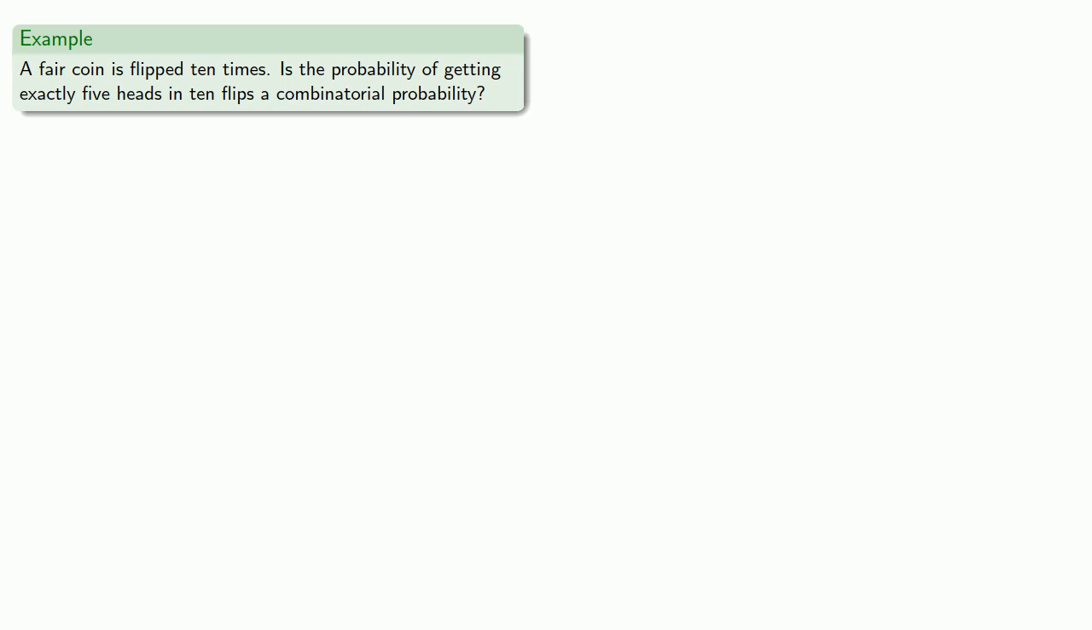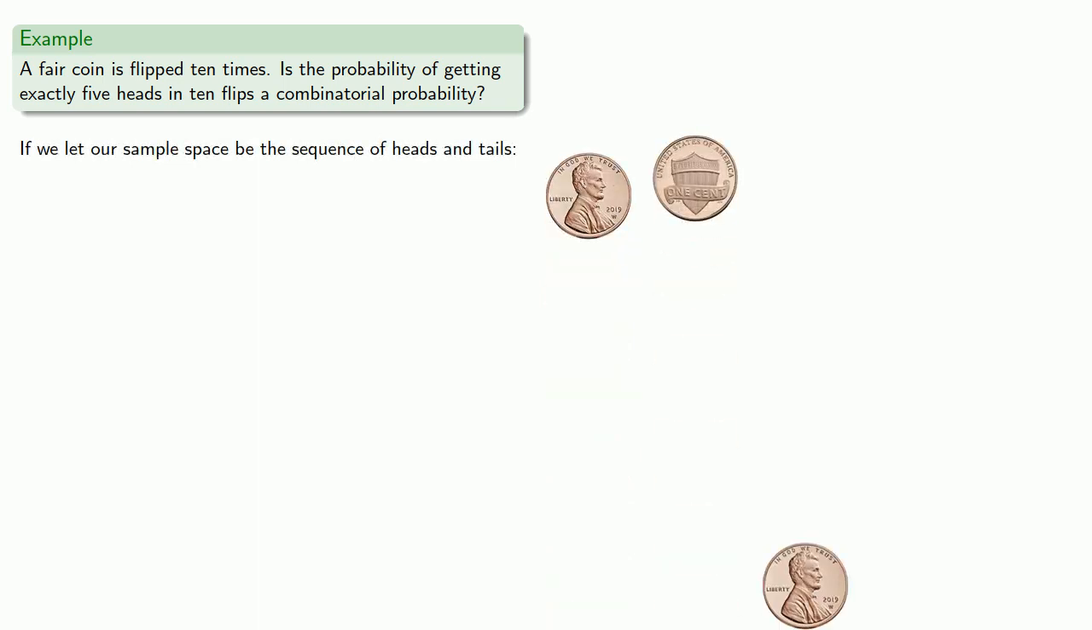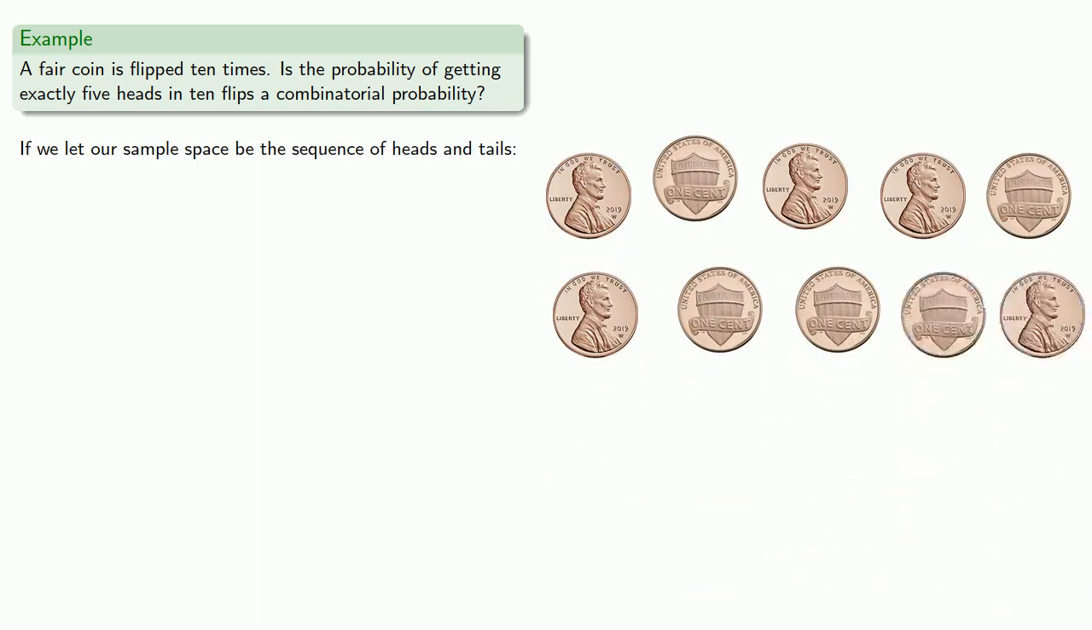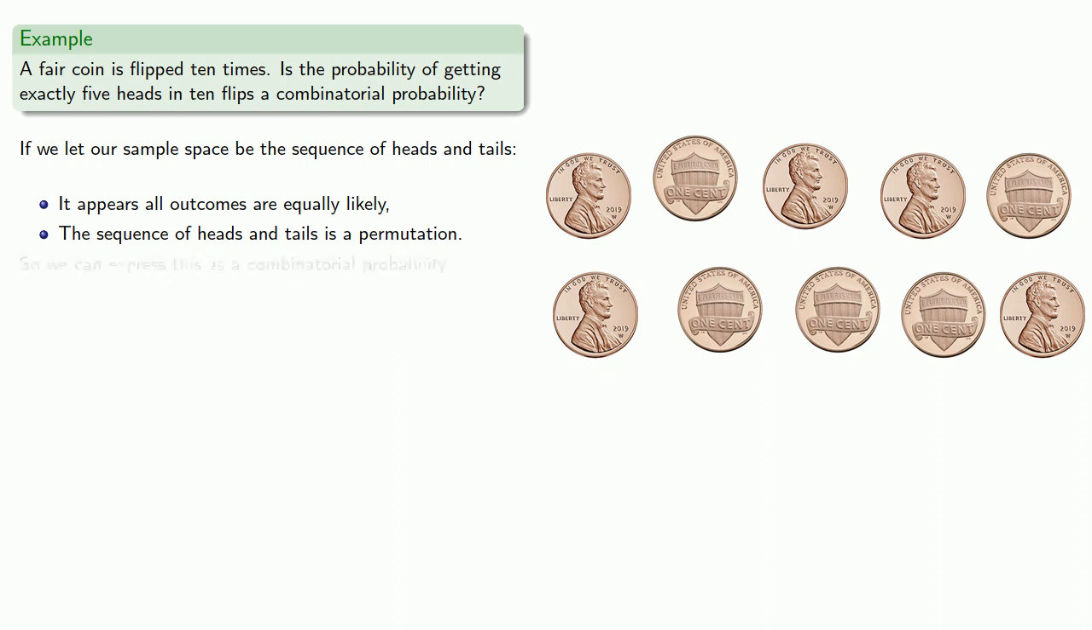So, in order to answer this question, we need to consider our sample space. If we let our sample space be the sequence of heads and tails, first, it appears that all outcomes are equally likely, and the sequence of heads and tails is a permutation. We can form it by choosing what we have as the first flip, the second flip, and so on. And so this means we can express this as a combinatorial probability.